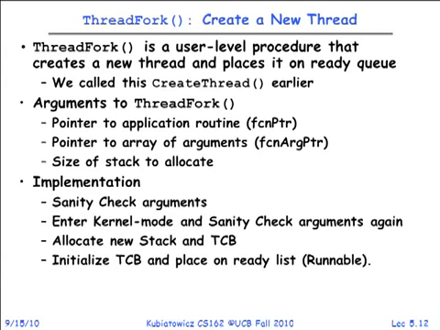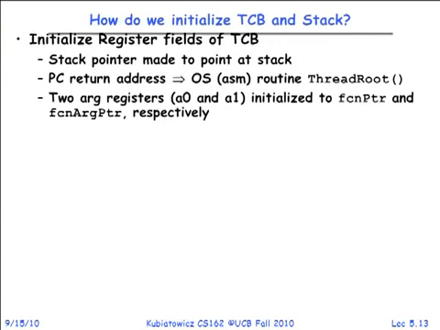So let's talk about initializing the TCB and the stack, okay? So what do we initialize in the TCB? Well, first of all, we better have a valid stack. So we need to point the TCB at the stack, okay? And what's kind of going to be interesting is we don't have to initialize all the registers. There's going to be a little bit of magic that I show you here now. We're going to set the PC return address register in the thread control block to an operating system routine called thread root. Okay, it's going to point at thread root.